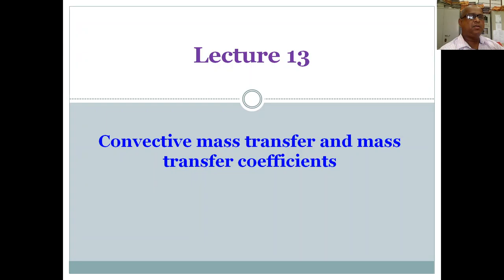In the previous lecture we discussed different theories to calculate the mass transfer coefficients. These are film theory, penetration theory, surface renewal theory and boundary layer theory. And we discussed the merits and demerits of the different mass transfer theories.